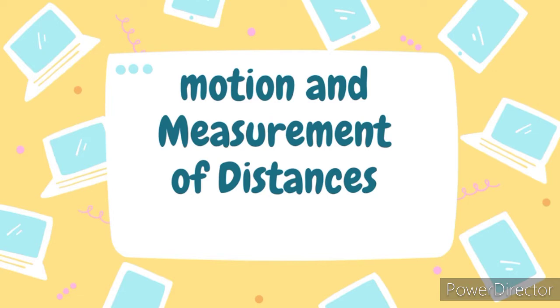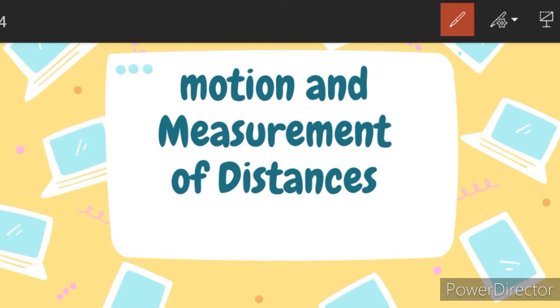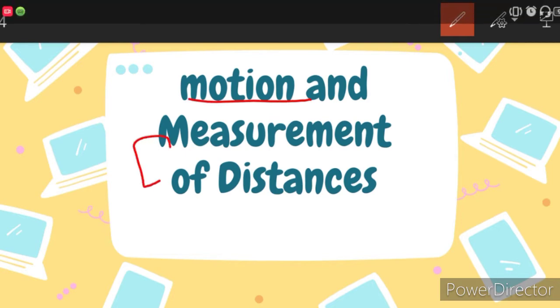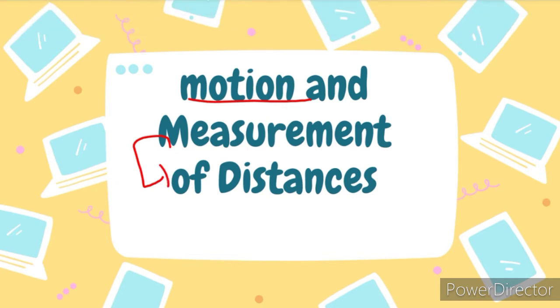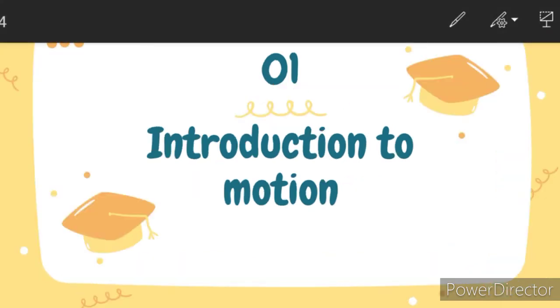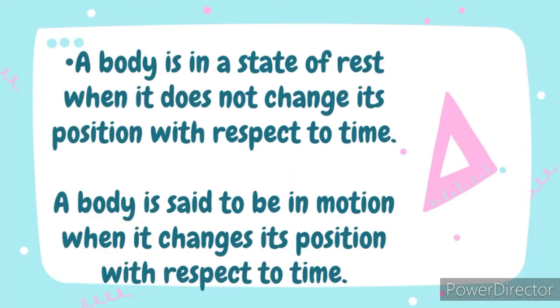So let us begin with the chapter motion and measurement of distances. In this chapter, in the very first section we are going to discuss motion, and in the second section we are going to discuss how to measure distances, what exactly distances are and everything about it. Let us begin with the very first section, that is introduction to motion. And here we go, people.